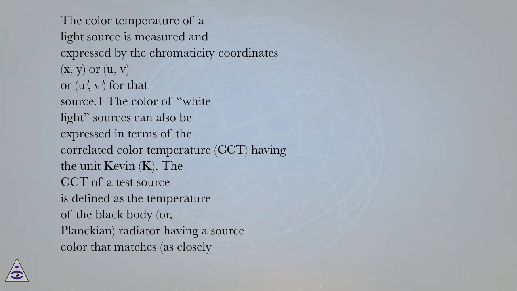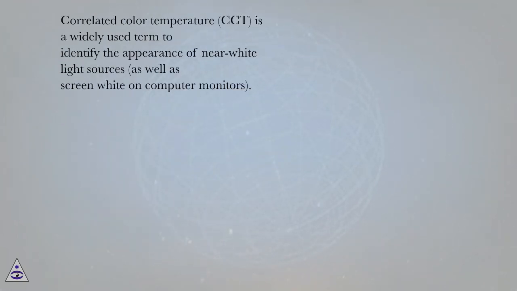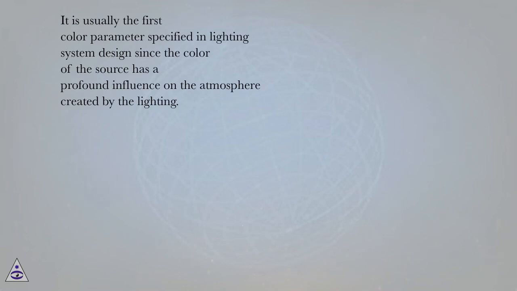the unit Kelvin, K. The CCT of a test source is defined as the temperature of the black body, or Planckian, radiator having a source color that matches, as closely as possible, the color of the test source. Correlated color temperature, CCT, is a widely used term to identify the appearance of near white light sources, as well as screen white on computer monitors. It is usually the first color parameter specified in lighting system design, since the color of the source has a profound influence on the atmosphere created by the lighting.